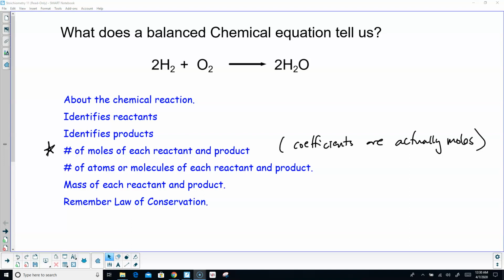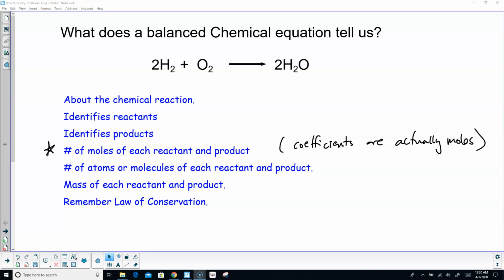This next thing, we didn't really mention this before because you guys didn't know what moles were, but those coefficients are actually written in the units of moles. And so it tells us how many moles of each reactant and how many moles of the product are produced. So that's the main thing we're going to do. Not only that, but it also identifies the number of atoms or molecules for each reactant and product. We can calculate the mass from this.